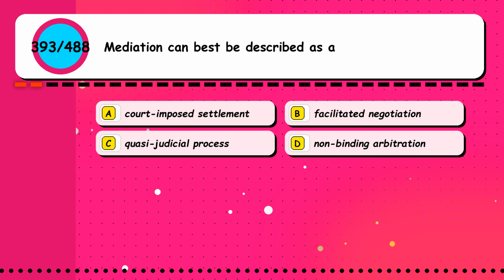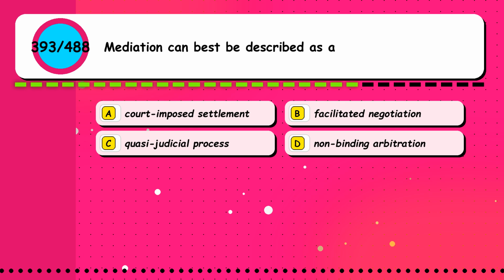Question 393. Mediation can best be described as a: Option A. Court-imposed settlement. Option B. Facilitated negotiation. Option C. Quasi-judicial process. Option D. Non-binding arbitration.